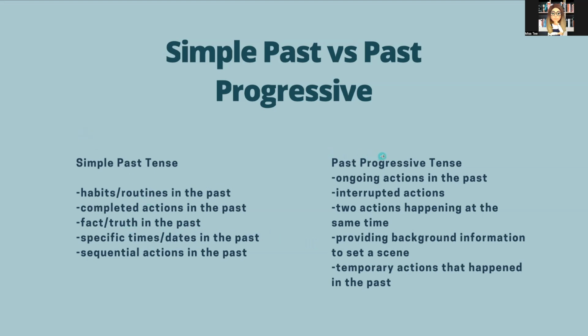And past progressive tense is for ongoing actions in the past or interrupted actions. So when we have one long action and it's interrupted by a shorter action in the past, two actions happening at the exact same time in the past, providing background information to set a scene. And we use this to talk about a scene or an event that has happened in the past, and then temporary actions that happened in the past as well. So let's look at a little bit more about these situations and what they mean.